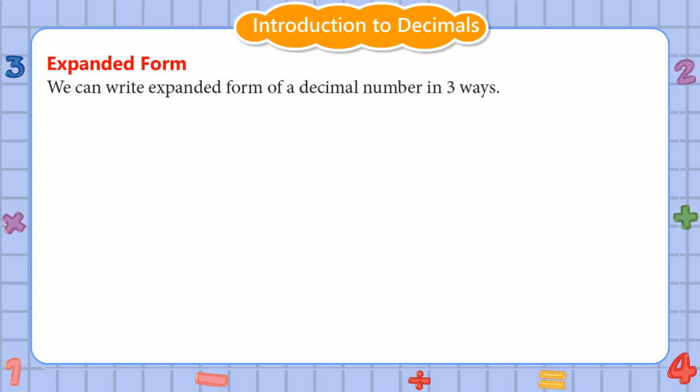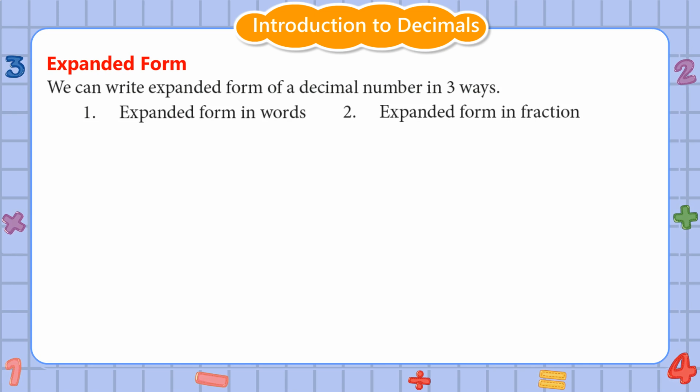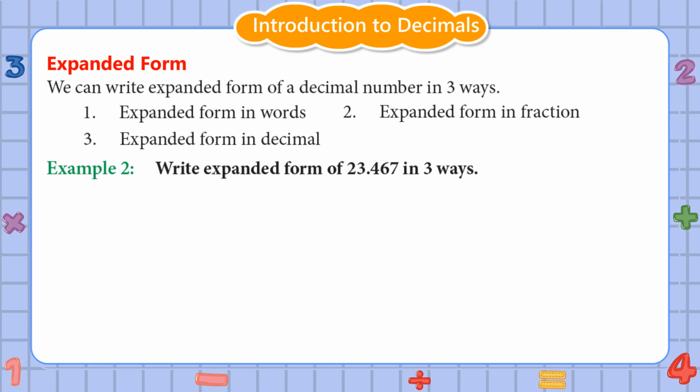Expanded form. We can write the expanded form of a decimal number in 3 ways. 1. Expanded form in words. 2. Expanded form in fraction. 3. Expanded form in decimal. Example 2. Write the expanded form of 23.467 in 3 ways.